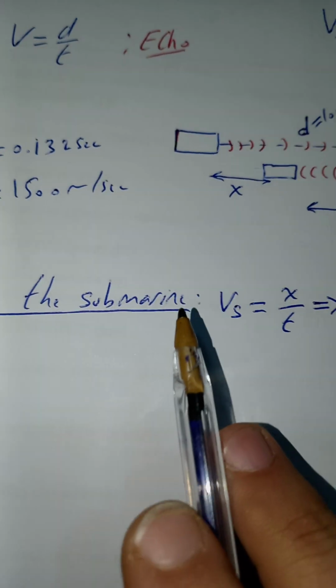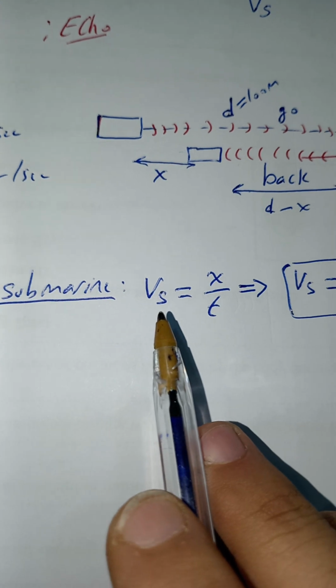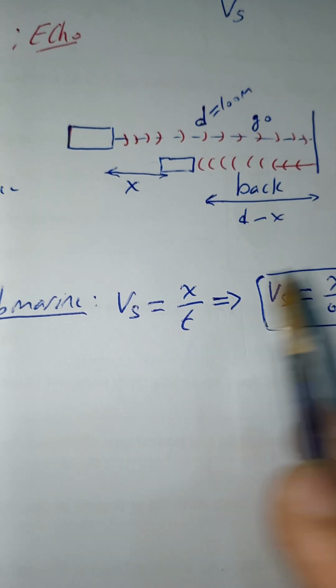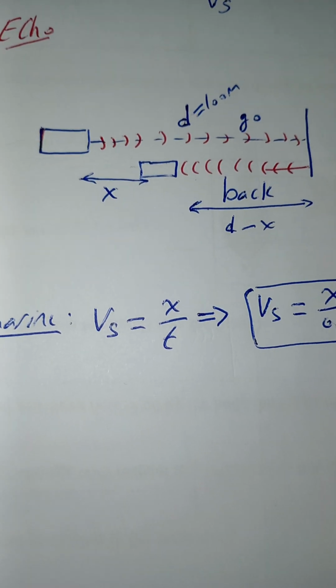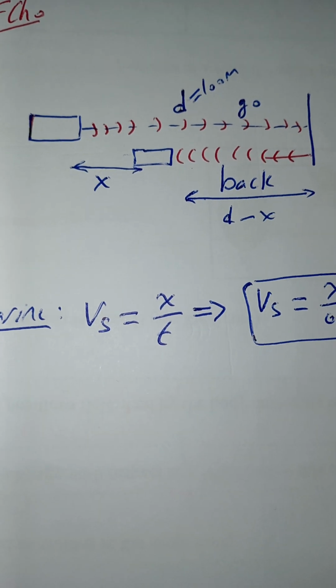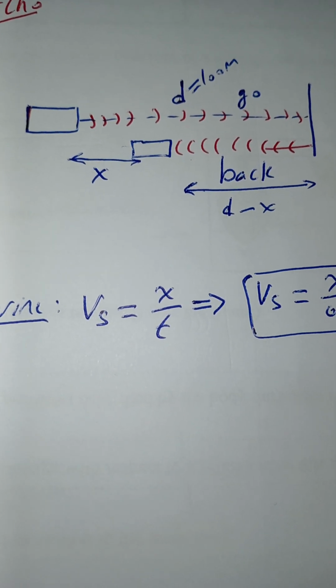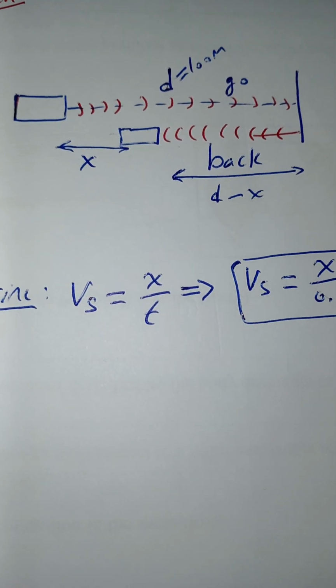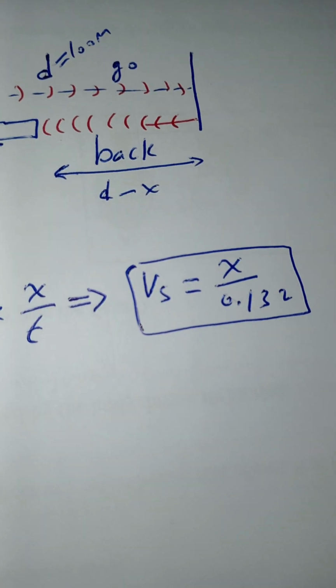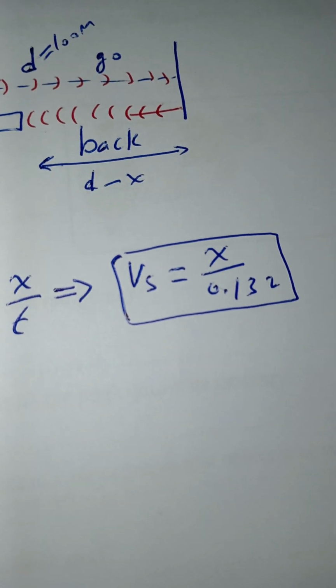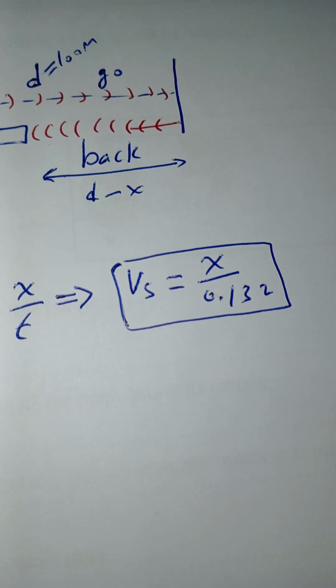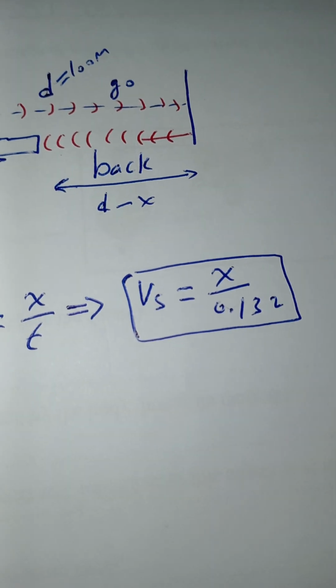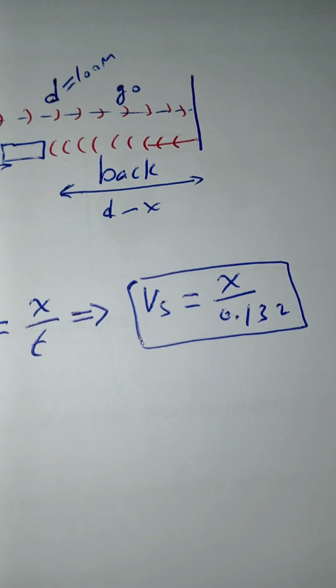Now for the submarine, its speed is Vs equals x. Don't forget that x is the covered distance by the submarine over the time, the duration between the emission and the reception of sound. So we have Vs equals x, the unknown distance x, over 0.132.